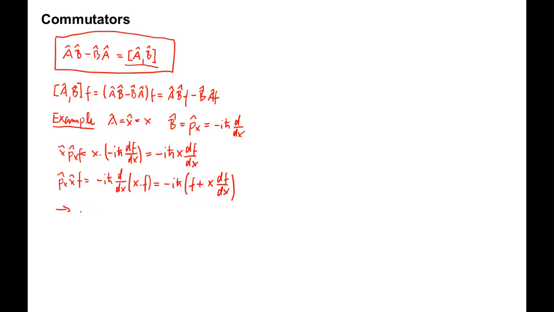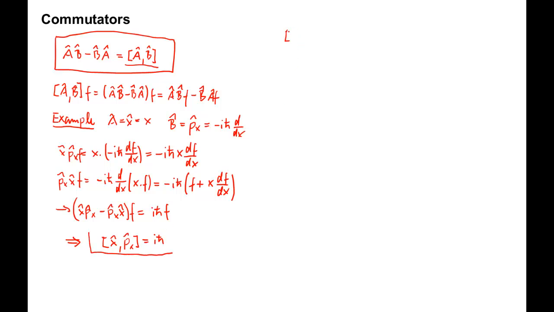Taking the difference between these two terms of x hat px hat minus px hat x hat operating on f, we see that the term in the first expression cancels with the second term in the second expression, and we get i h bar f as a result. Now we can drop our helper function f and write finally for the commutator [x hat, px hat] equals i h bar. The commutator is non-zero.